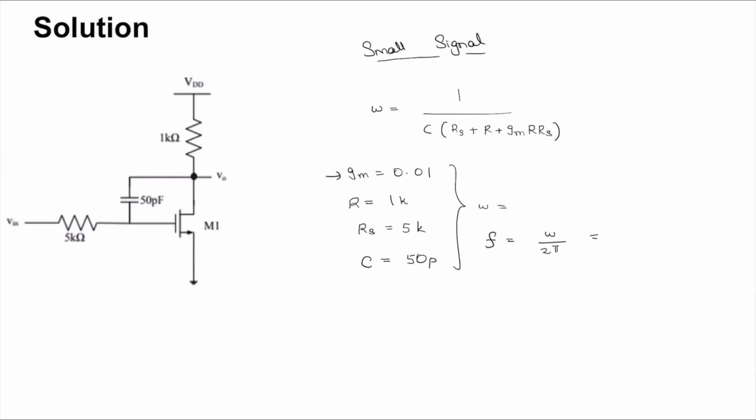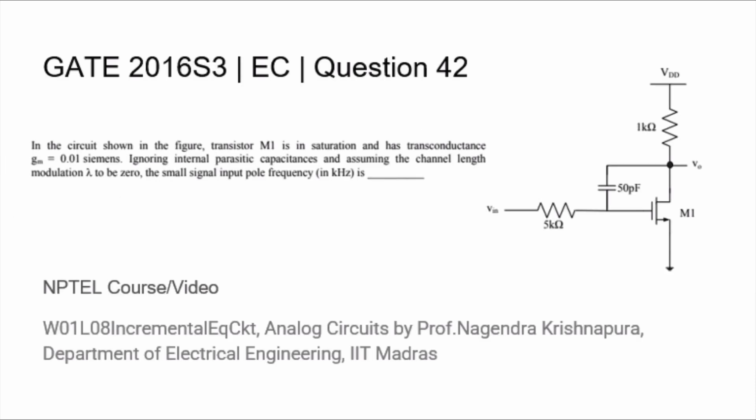Now substituting the values for Gm, R, Rs and C, we get that the pole in radians per second is 357.14 kiloradians per second. The frequency in hertz is 56.84 kilohertz. Thus the answer in kilohertz is 56.84.